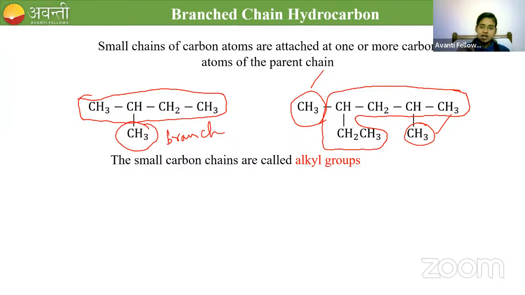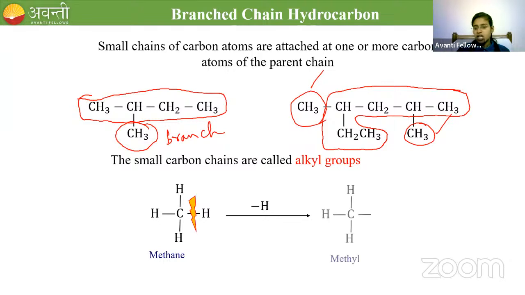For example, methane has 4 hydrogens. If I replace one of the hydrogens by some other group, it will form some other compound. But if I remove that hydrogen from this compound, I will have only CH3. Since it has been derived from methane, it is called methyl.